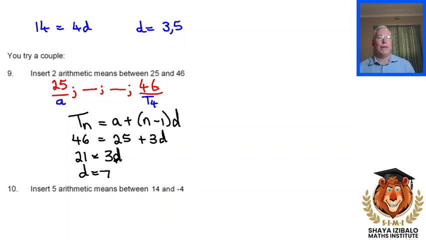If D equals 7, then this next term would be 32. 25 plus 7 is 32. 32 plus 7, 39. 39 plus 7, 46. We've worked out the arithmetic means. Let's pause the video and try the next one.